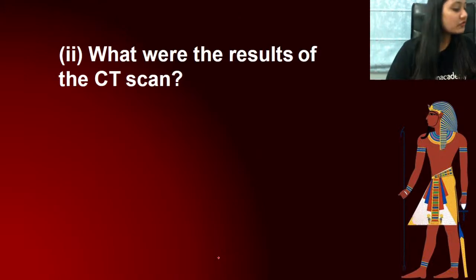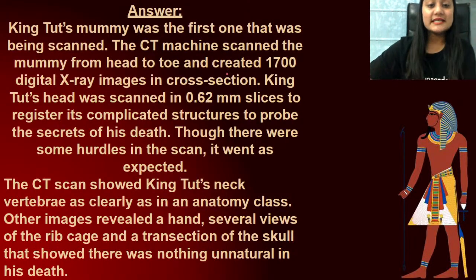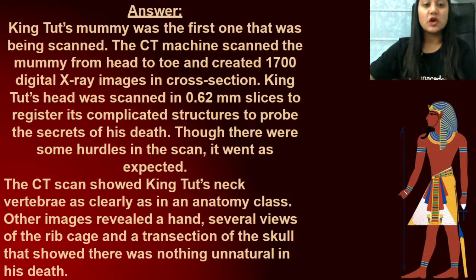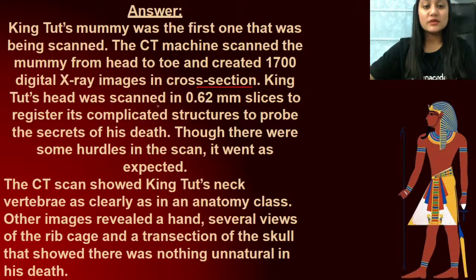What were the results of the CT scan? King Tut's mummy was the first one that was being scanned. Okay, so he was the first one to die. In the same way, after his death also, his body, his mummy, was the first one which was supposed to be scanned. The CT scan machine scanned the mummy from head to toe and created 1700 digital X-ray images in cross-section. King Tut's head was scanned.